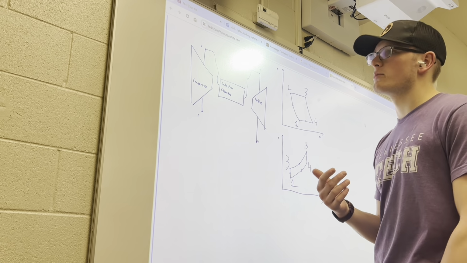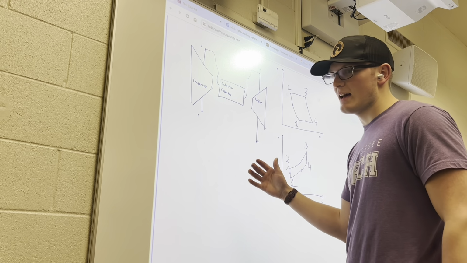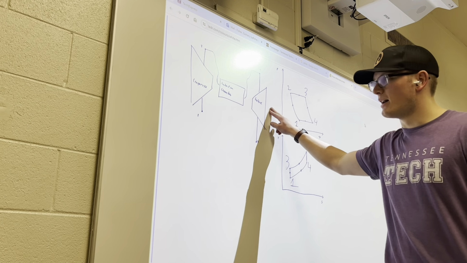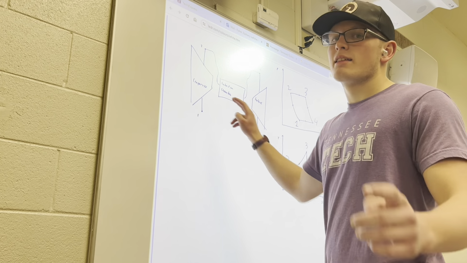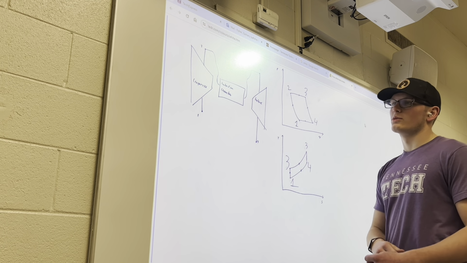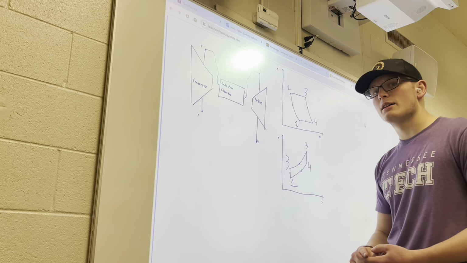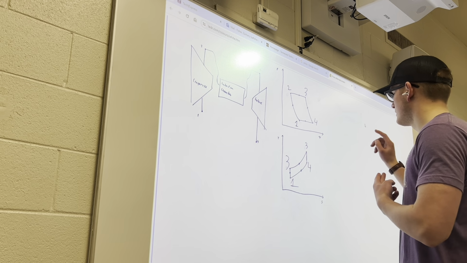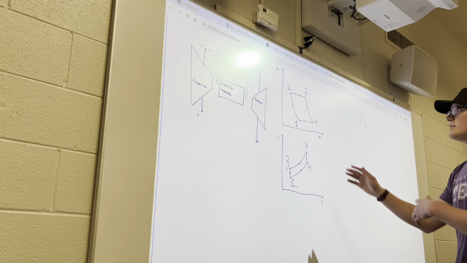Something important to remember, the amount of net work that we get out of the system is going to be equal to the work we get out of the turbine minus the work that we have to put into the compressor. That's going to come in handy with our problem later. Now, before we go into our problem, let's also talk about our pressure-specific volume diagram, the PV diagram, and our temperature and entropy diagram, the TS diagram.